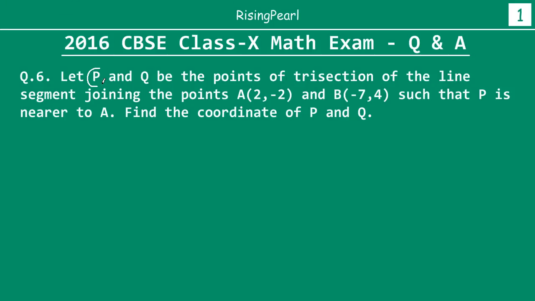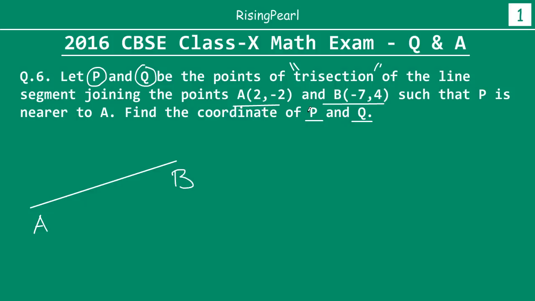Let P and Q be 2 points. They are the points of trisection of the line segment joining points A and B such that P is nearer to A. Find the coordinates of P and Q. So we have a line segment joining point A and point B whose coordinates are given, and P and Q are points of trisection. So let's do one thing. First, let's draw a line, and let's say this is A and this is B.